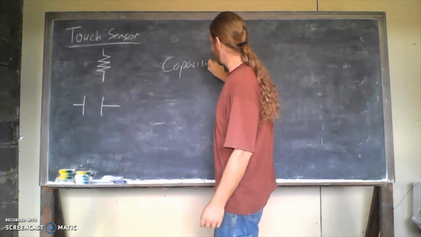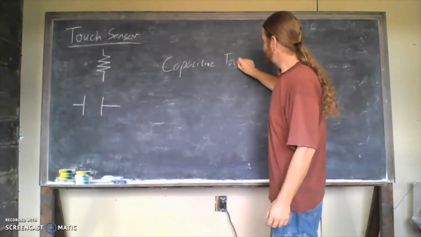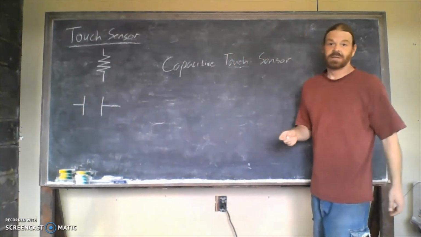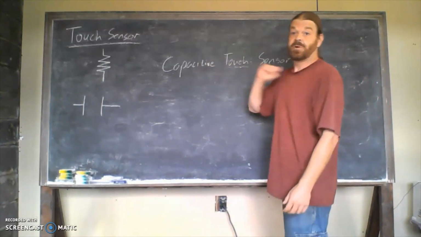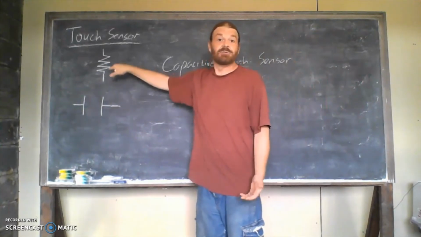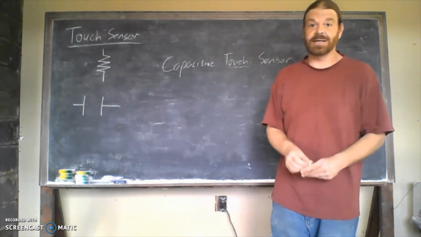But the technical term for this, I probably should have written capacitive touch sensor, because it works off of capacitance. So we need a capacitor and a resistor to create a touch sensor. So let's talk about a capacitor and what that does.